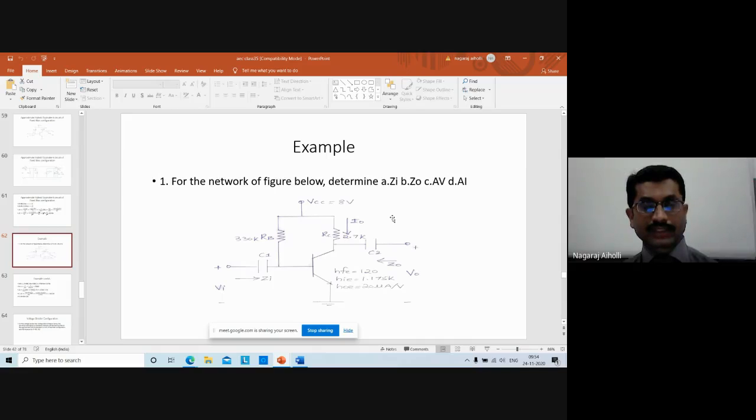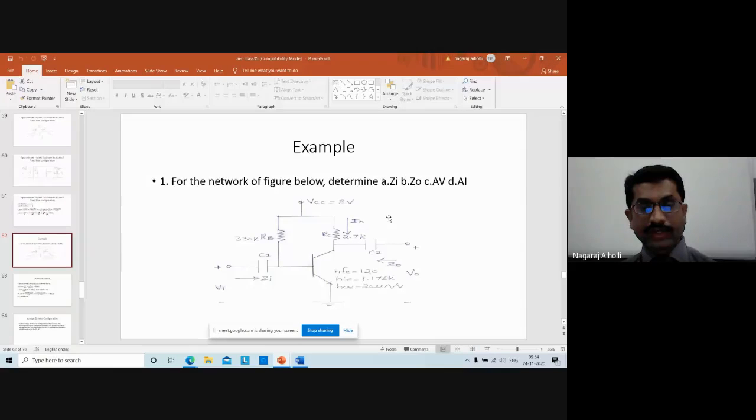Now, when asking the question in the examination, they may ask for the network of figure below, find Zi, Z0, AV and AI. Another way of asking is, for the fixed bias circuit, given RB is 330 kilo ohms, RC 2.7 kilo ohm, HFE 120, HIE 1.175 K, HOE 20 microampere per volt, find Zi, Z0, AV and AI. If they give a statement, it is clear that it is a fixed bias circuit. But if they give a circuit, first you have to identify which circuit it is and then start solving the problem.